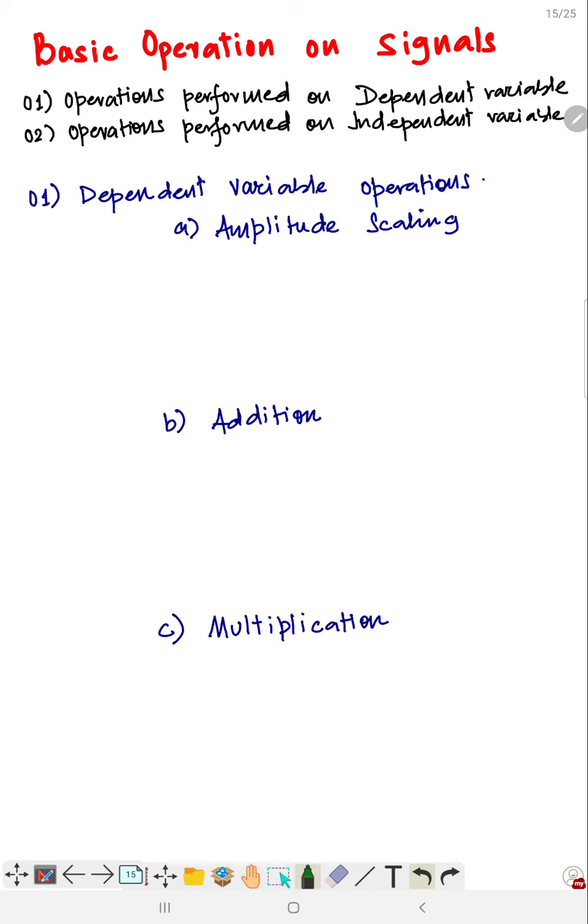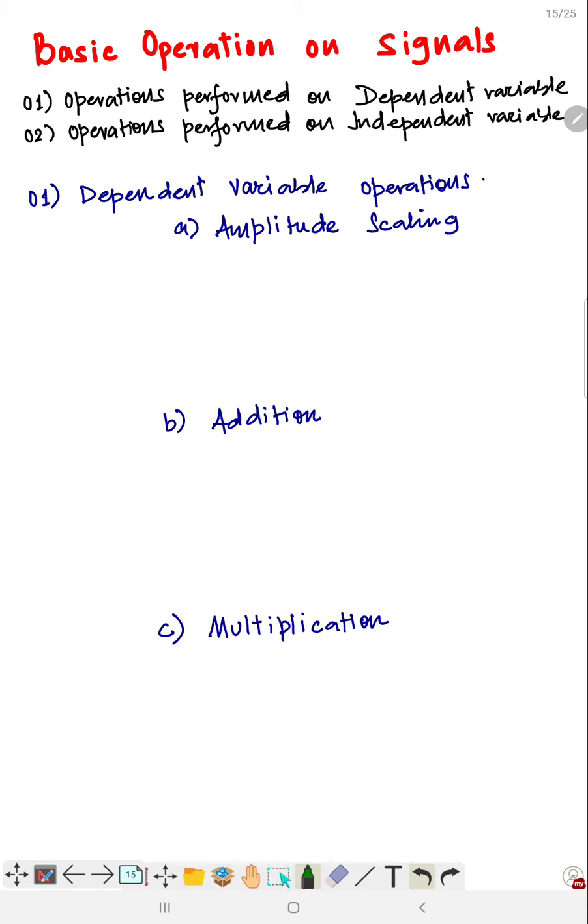So we have taken two variables. One is the independent variable, which is the most important variable, that is the time. Mainly it will be time. Then we have the dependent variable, which is the amplitude of the signal, or sometimes the intensity of the signal.